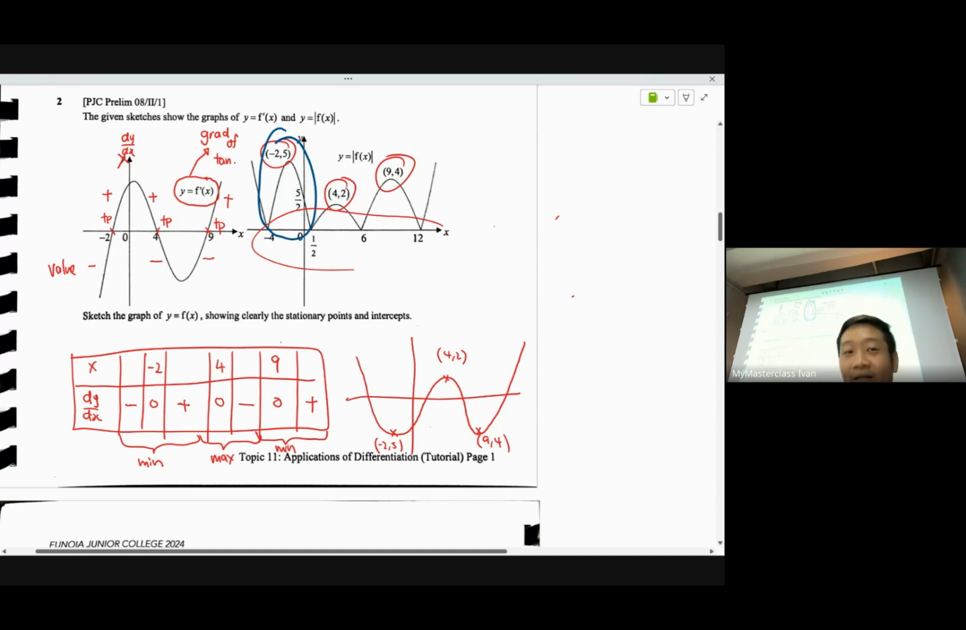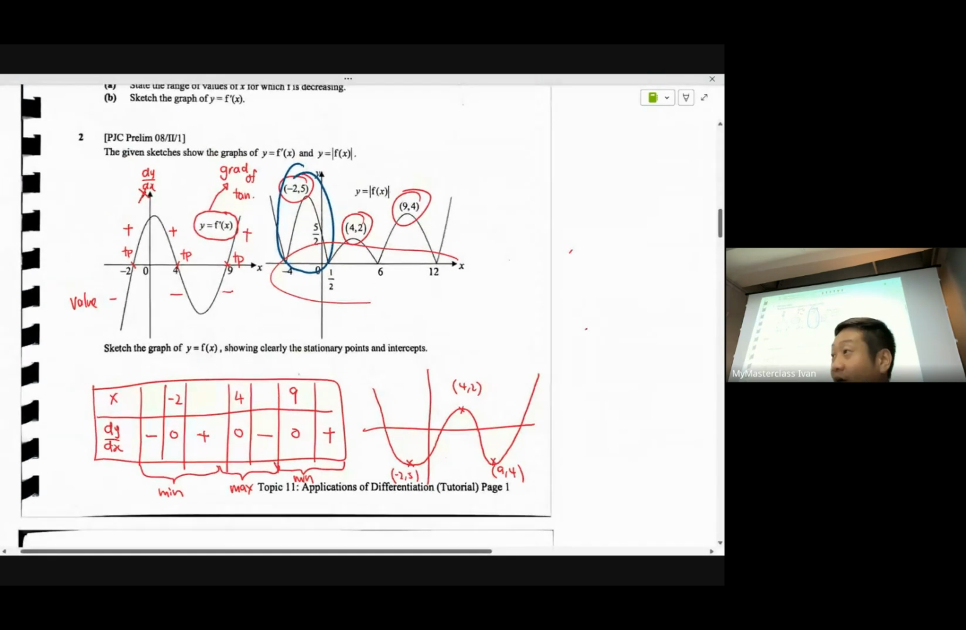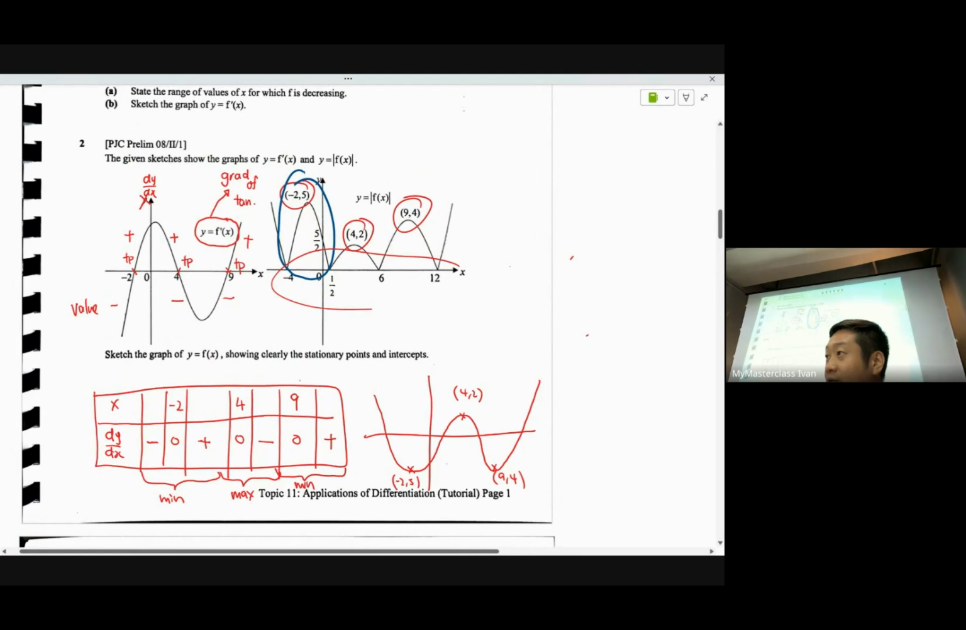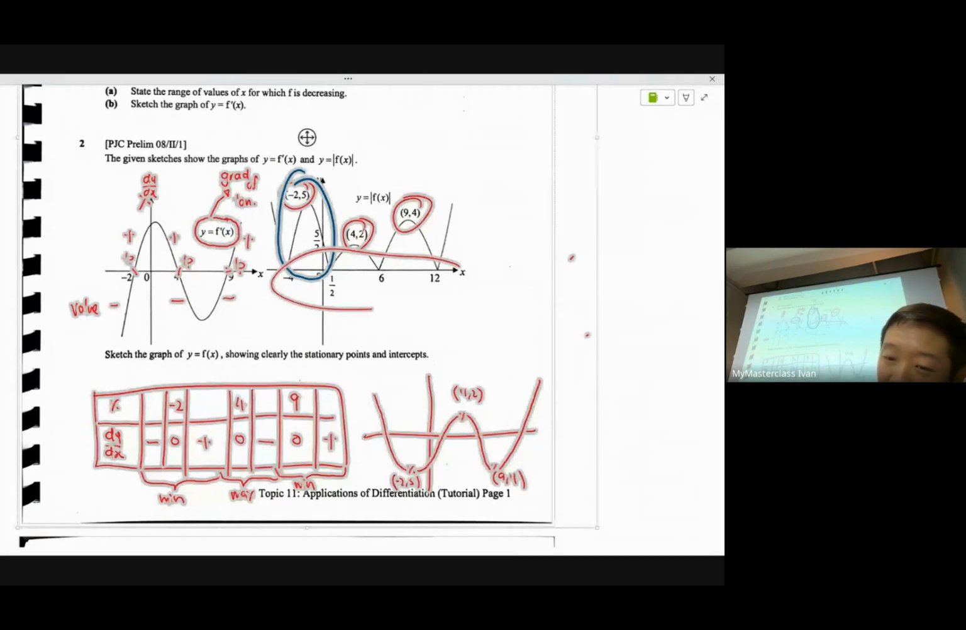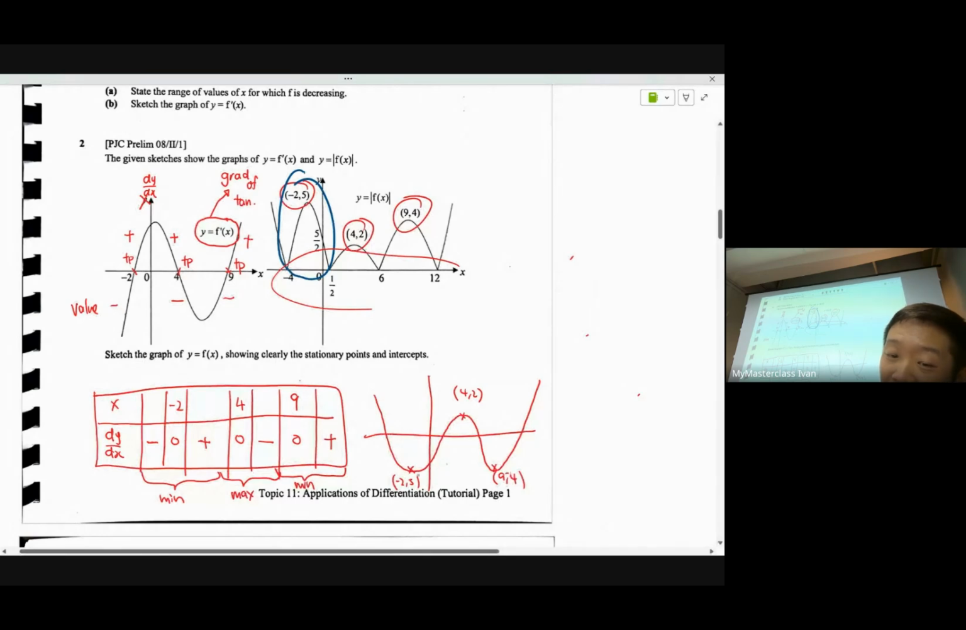So this is another technique. If you are given the f prime x curve, convert it into a first derivative table, then you will know how the shape looks already. Oh, sorry. 9 comma negative 4, right? And then this one should be negative 2 comma negative 5, right? You have to draw proportionally.